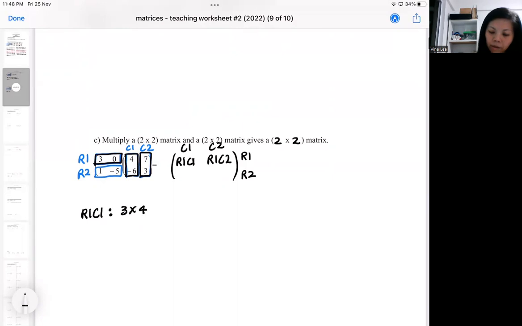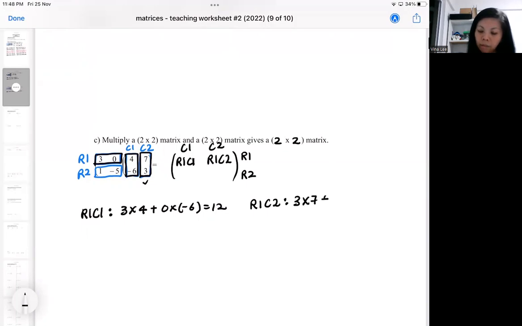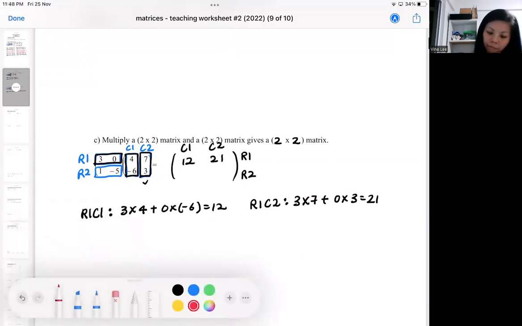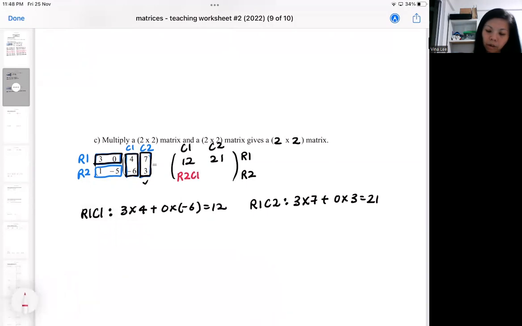First number and first number, you add with second number times second number. So change your column. So R1, C2, you change your column. 3 times 7 plus 0 times 3. So this part is done. The top layer is done. Then we go to the bottom layer. So this is R2, C1, R2, C2.